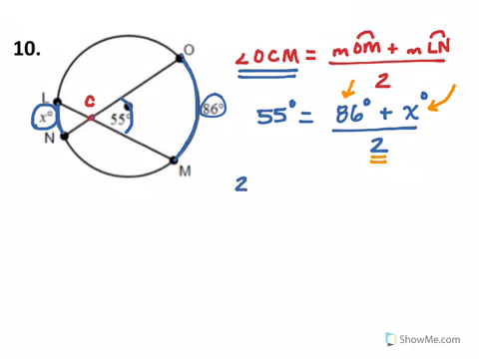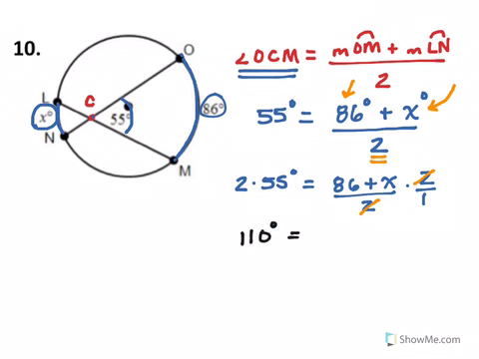So we'll have 2 times 55 degrees is equal to 86 plus x divided by 2 times 2, or 2 over 1. And you can see when we multiply fractions, we'll have a 2 on top and a 2 on bottom, which are going to cancel because 2 divided by 2 is 1. And that's going to leave us here with 110 over here. 2 times 55 is equal to 86 degrees plus x degrees.